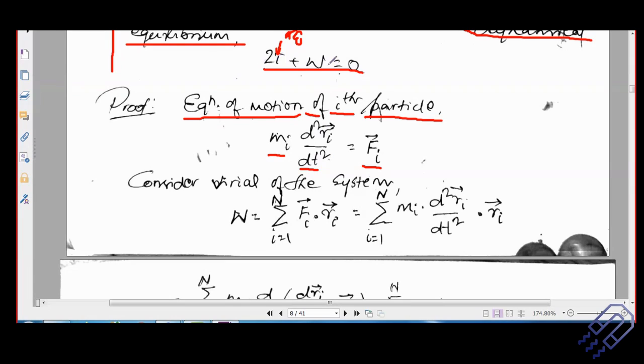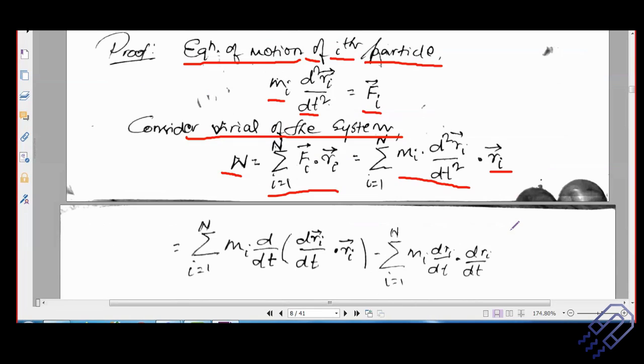Our aim is to prove that 2T plus W is equal to 0. So we are going to find all the terms one by one. Let's find the Virial of the system now. What is the Virial of the system? W is equal to F dot Ri. We can just replace F with what we have just written, and dot Ri. So this is the Virial of the system.